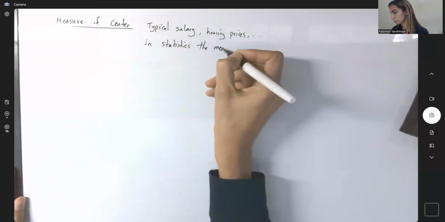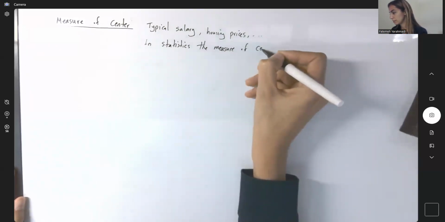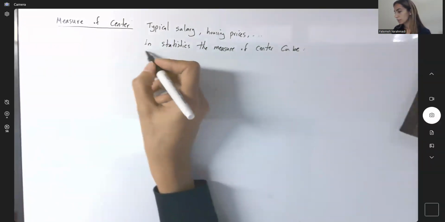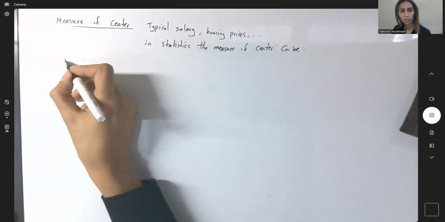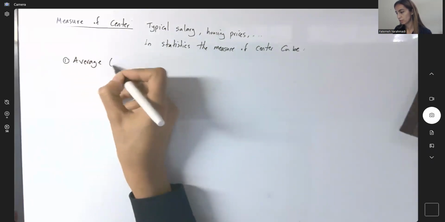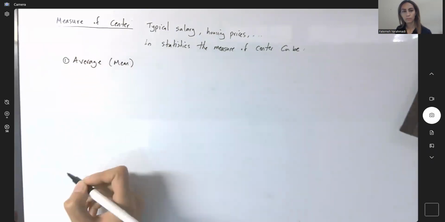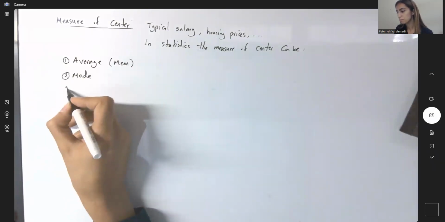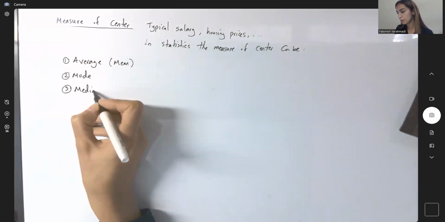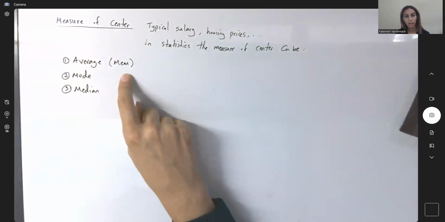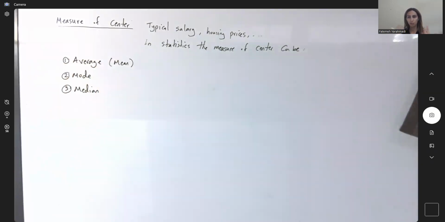The measure of center can be one of the following. It can either be the average or mean, mode, or the median. When we're talking about measure of center of the data, you're either referring to the mean or average, mode, or median. So we're going to define each one of these separately.